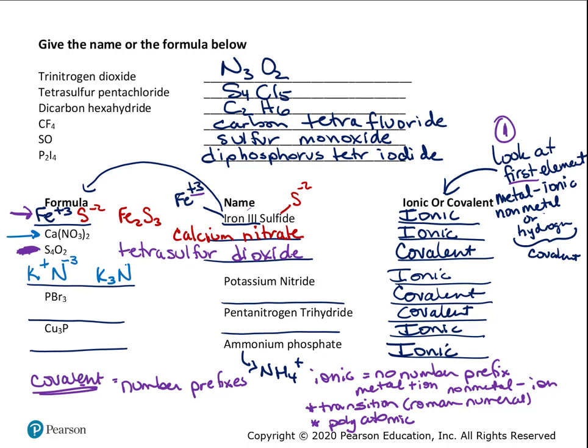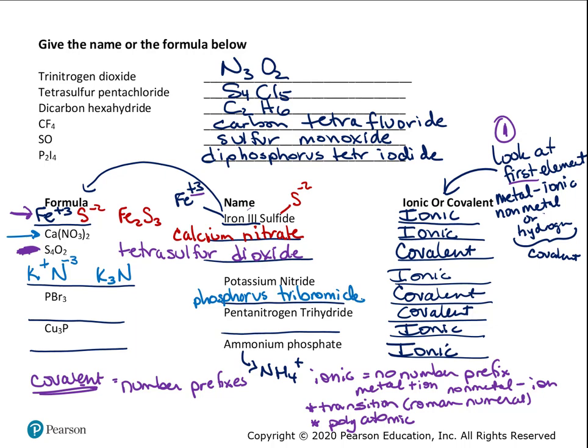But now if I have covalent, PBr3, so first off, what is P? Phosphorus. Okay, and since it's just one, I don't have to put mono out front. Okay, but then I have 3 bromines, so what do I got to say? Tribromide. So remember, if there's covalent, I've got to put the number prefixes in. So see the difference between potassium nitride and phosphorus tribromide.